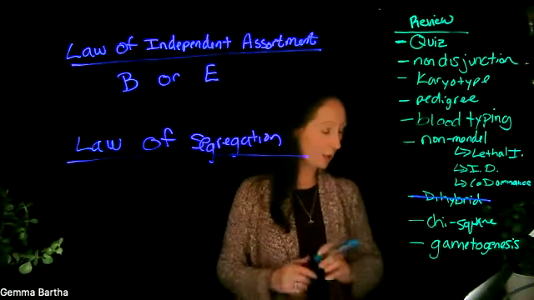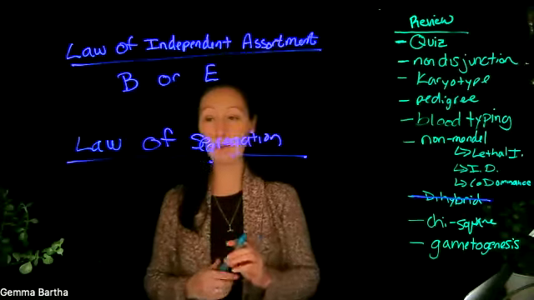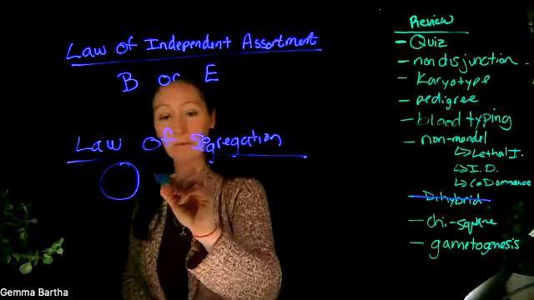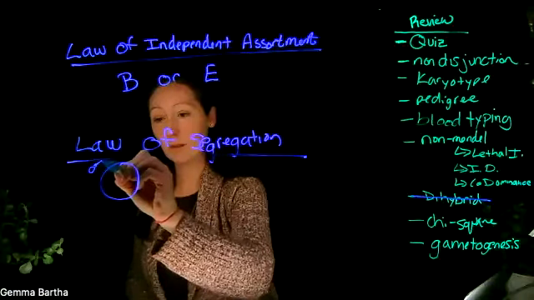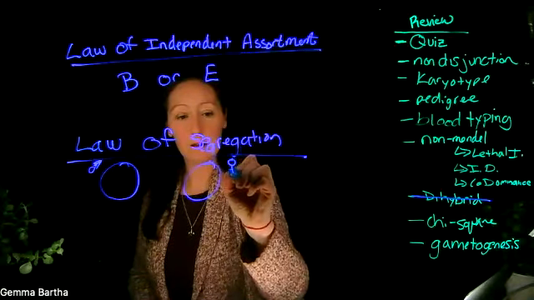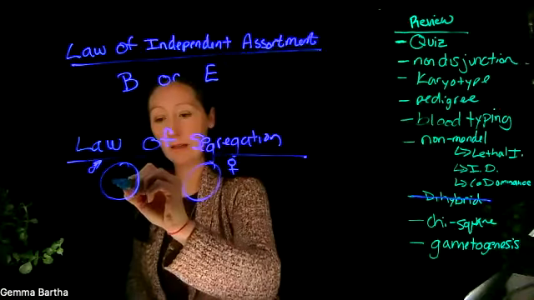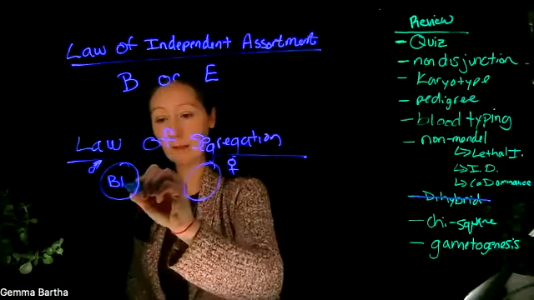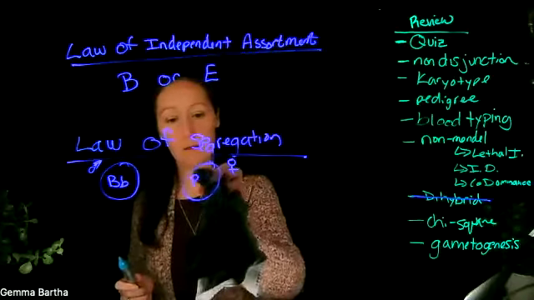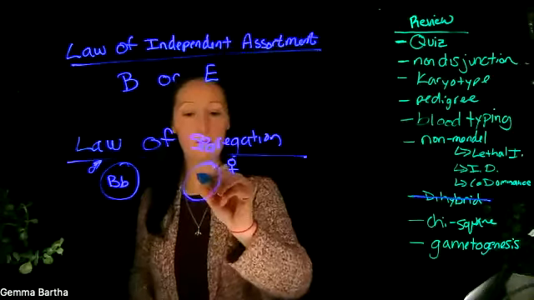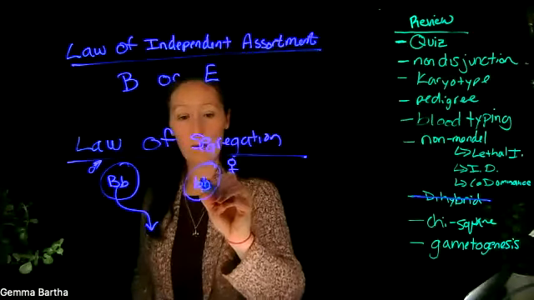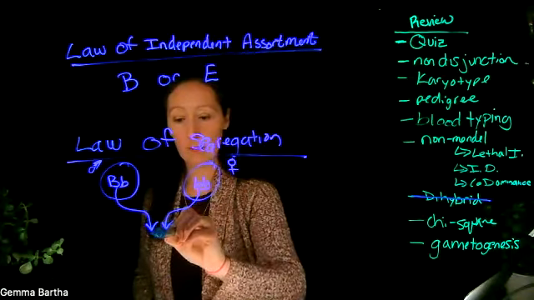Yep. Each parent can only give one allele to its offspring. So if you have a gamete here, and this one's from dad, and you have a gamete here, this is from mom, and if this one has big B, little b, and little b, you are only getting one from dad, one from mom.